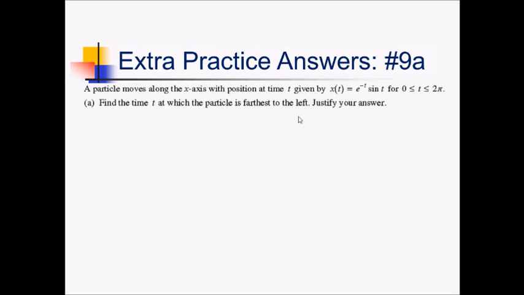So furthest to the left, if we have a function telling us where we are on the x-axis, we're basically asking for the absolute minimum of the function, whether that's the most negative number or the least positive number, whichever is further left. So we're finding the absolute minimum, which means we need to test both the endpoints of the function and any critical values. To find the critical values, we need to take the first derivative, and that's going to require us to use the product rule.